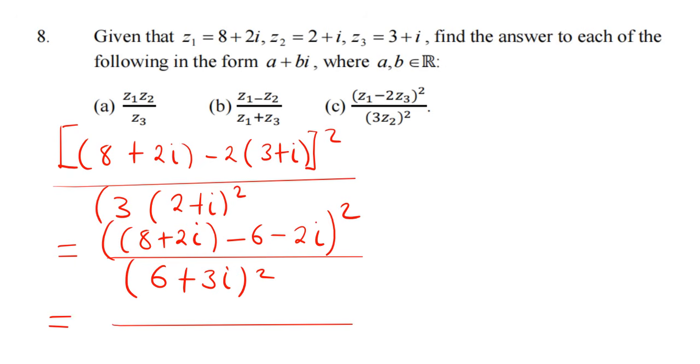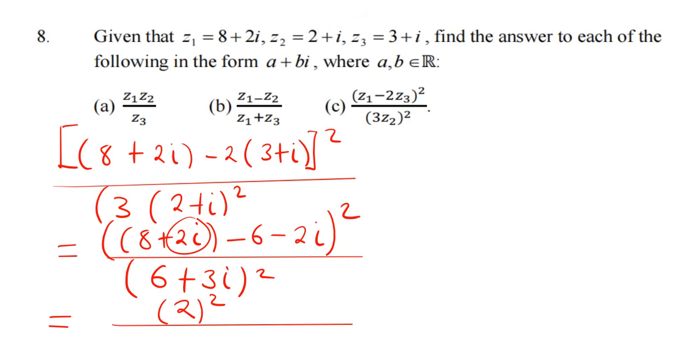Then we solve what we have on top. We've got 8 plus 2i minus 6. Here we've got 8 minus 6. That will give us a 2. And then we've got positive 2i and a negative 2i. That will give us a 0. So basically we only have 2. Then there's a square outside, don't forget it. Then we come to the other one.